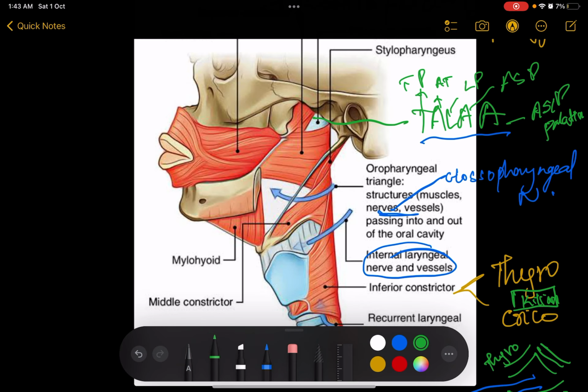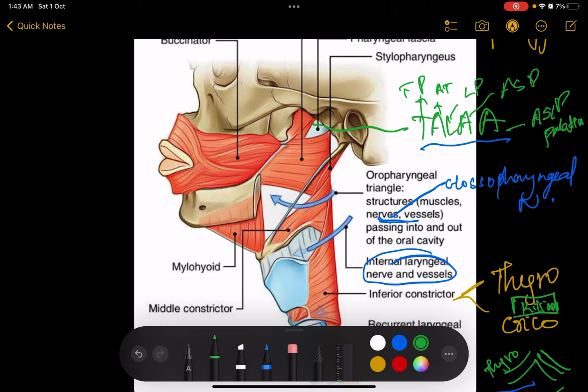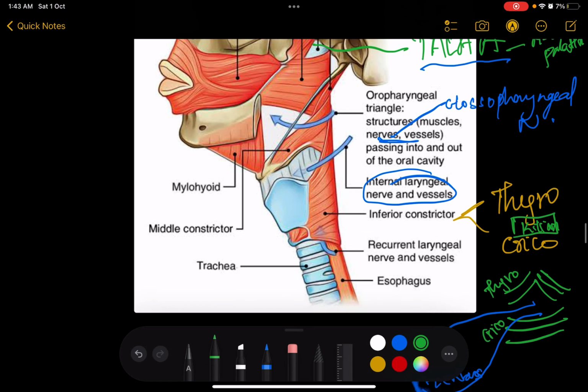Now here, between the superior and the middle, we have a very important structure that's passing. That's the glossopharyngeal nerve. And inferiorly we have the vagus nerve that is passing between the middle and the inferior. We have the vagus, and between the inferior and the esophagus we have the recurrent laryngeal. So out here we have a recurrent laryngeal, as you can see, between the inferior and the esophagus. Between the inferior constrictor and the middle we have the superior laryngeal, or the internal laryngeal, if you want to say it. Obviously the external laryngeal is not going to enter there.